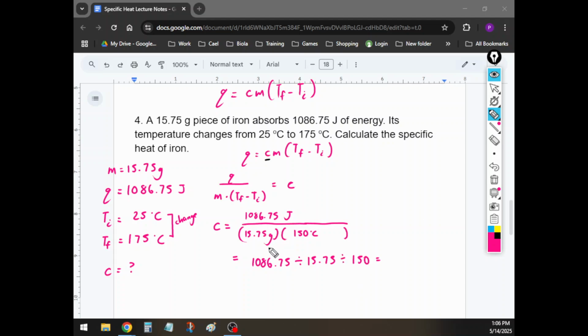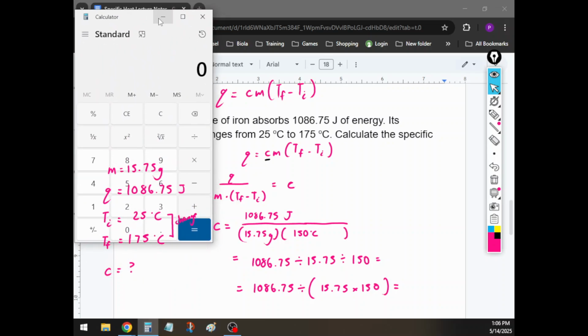Now, if you multiplied, you're doing your order of operations incorrectly. If you multiplied, what you would have to do is 1086.75 divided by, and in the parentheses, you have to do 15.75 times 150. And so you have to do the parentheses first. So again, whatever method works best for you, but I always recommend just dividing. It just makes your life a little bit easier.